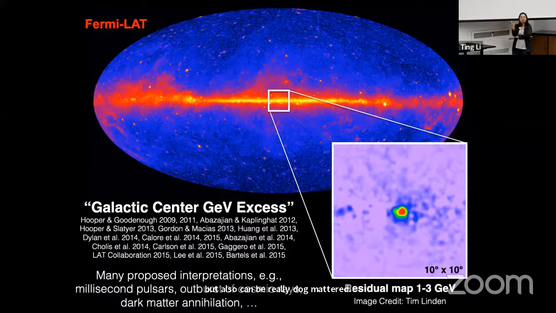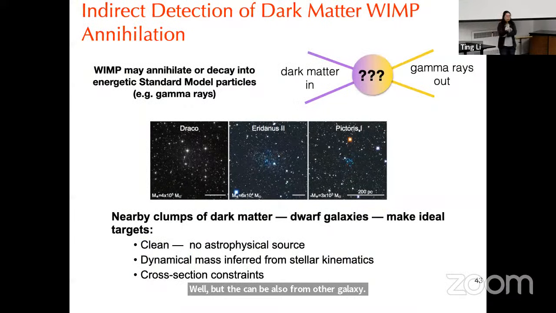Because if you ask where the highest density of dark matter is, it should be at our Milky Way center. Well, it can also be in other galaxies, but this is the closest one to us. So that's something we are expecting to see. So how can dwarf galaxies help with this?